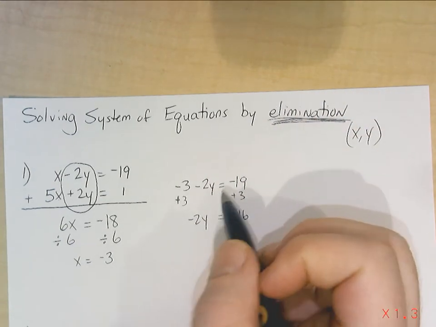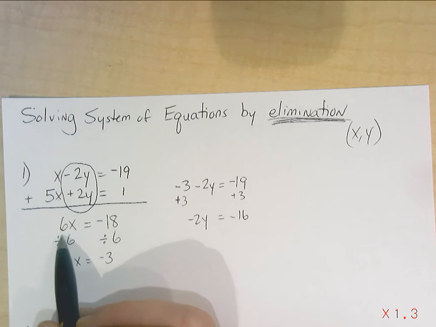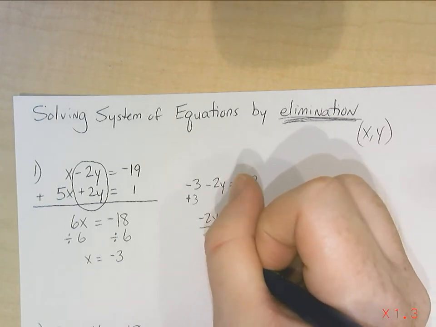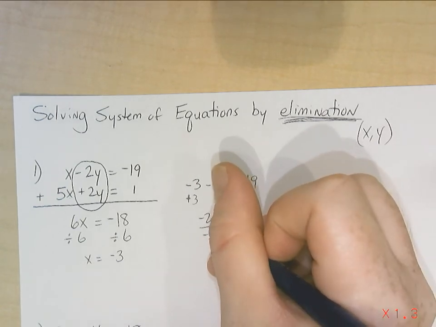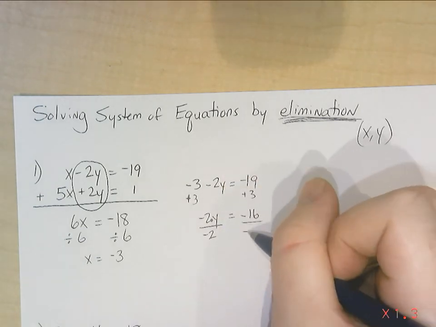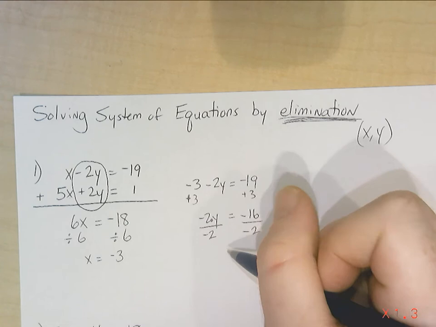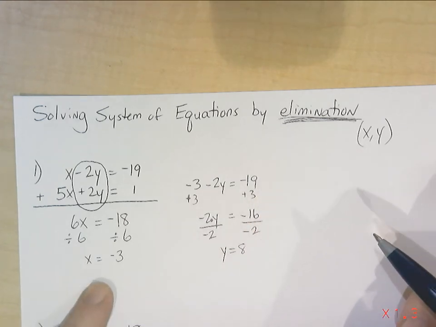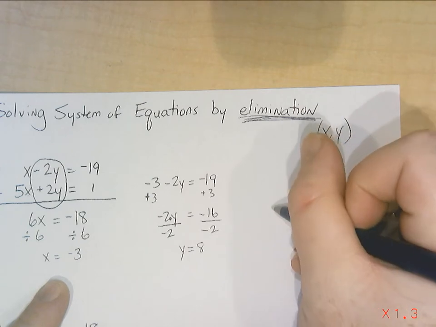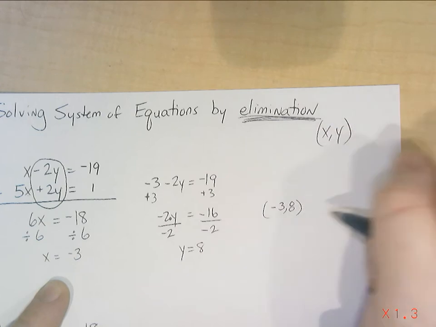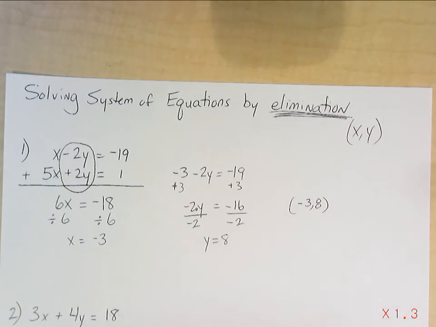Get rid of the coefficient like we did here. To get rid of the 6, we had to divide by 6. So then we'll get rid of negative 2. To separate that from the y, we got to divide by negative 2 because that's the opposite of multiplying, right? That's what this means, multiplication. We do the opposite to get rid of it. So we're going to divide both sides by negative 2. So we got y equals positive 8. So our solution is negative 3, 8. That is the solution.